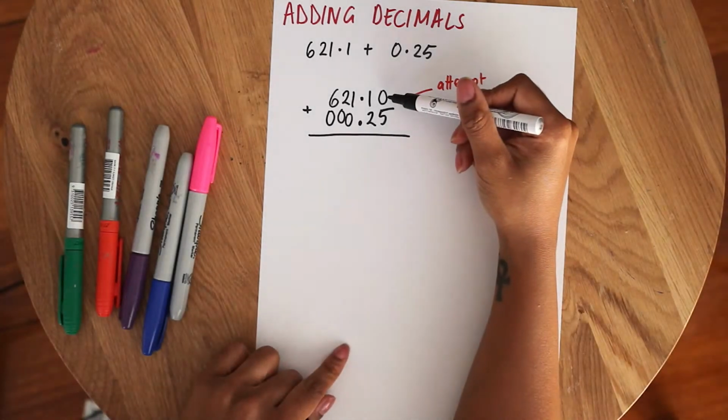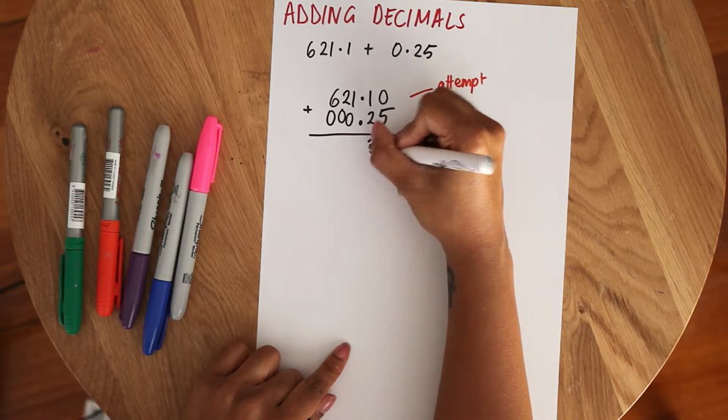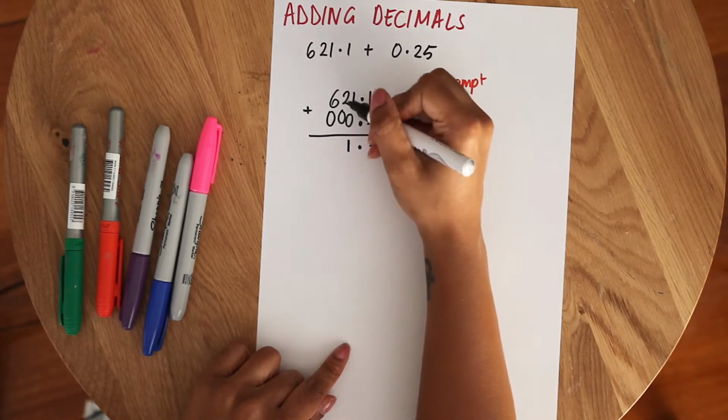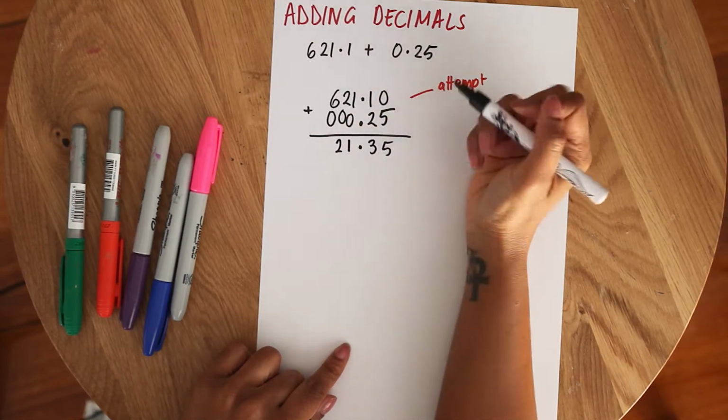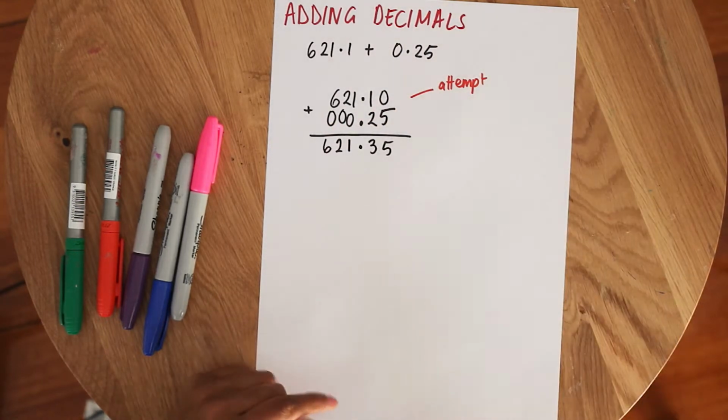So we start on this end. 0 plus 5 is just 5. 1 plus 2 is 3. Bring down the decimal point. 1 plus 0 is 1. 2 plus 0 is 2. 6 plus 0 is 6. And that's it. That's as simple as that.